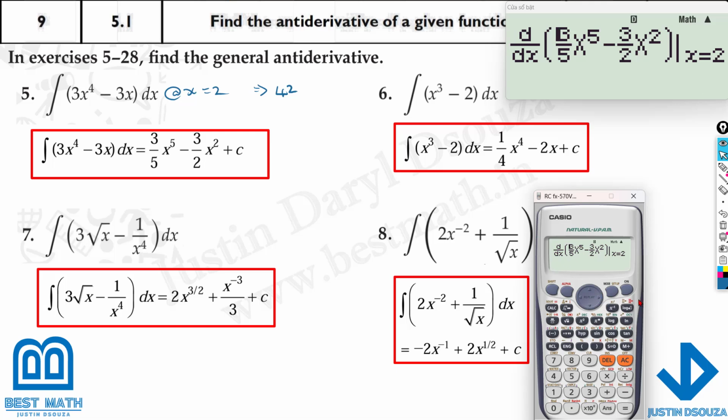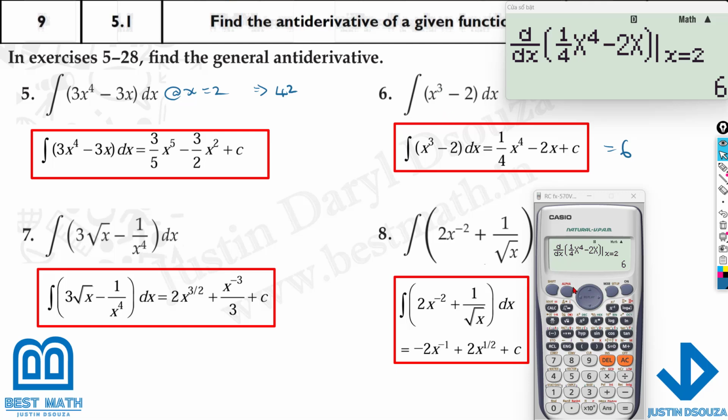Over here as well, what I'll do is I'll just do shift dy by dx of 1 by 4 x raised to the power 4, and we have minus 2x. What is the x value? I always take 2. You can take 1.5, 2.5, 3, 5, 10, anything. It's better to take a simpler value, but we cannot take 1, anything other than 1. So what is the answer? Here I got 6. Now, since we have only one option, this is the correct answer.